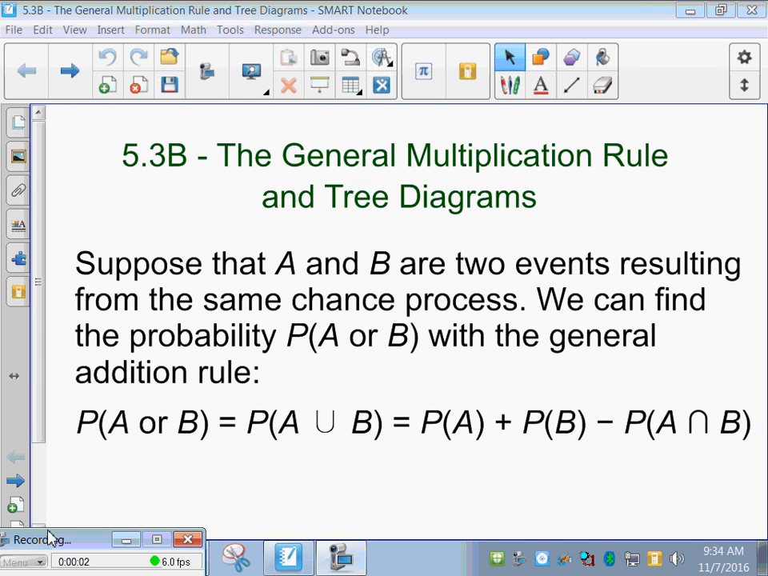You guys are going to learn the general multiplication rule and tree diagrams today. This first equation that's up here is a review. Okay, we did this already.